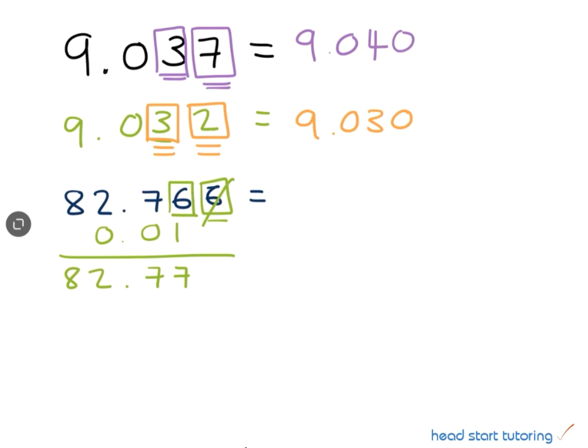So rounding the number 82.766 off to the nearest hundredth will give us an answer of 82.77 or 82.770.